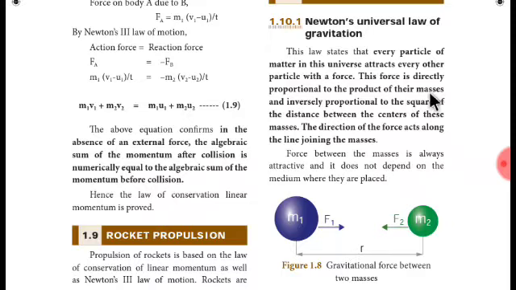So if you increase your phone's mass, the gravitational pull between you both will increase. If you increase your mass, the gravitational pull between you and your phone will increase. That's what directly proportional means here. And inversely proportional to the square of the distance between the centers of these masses.